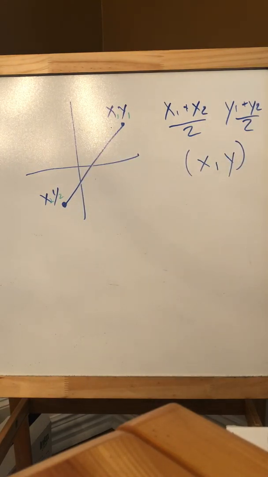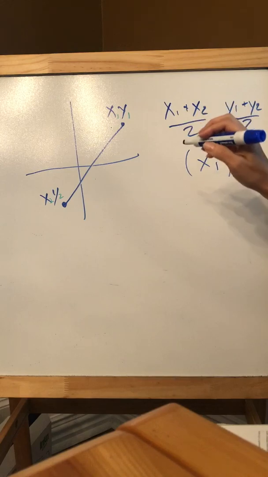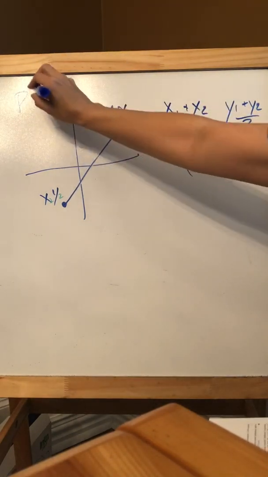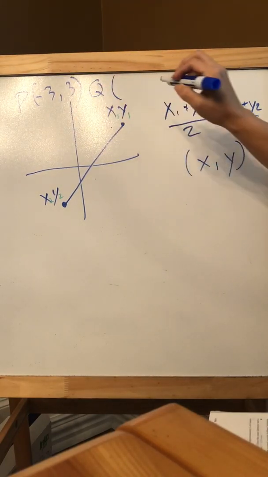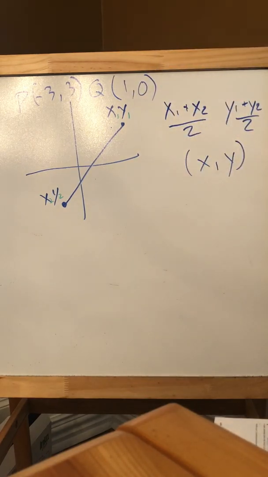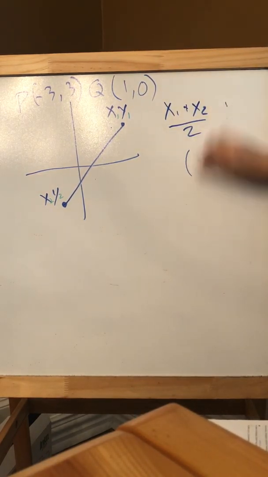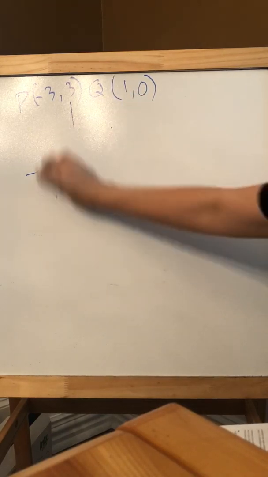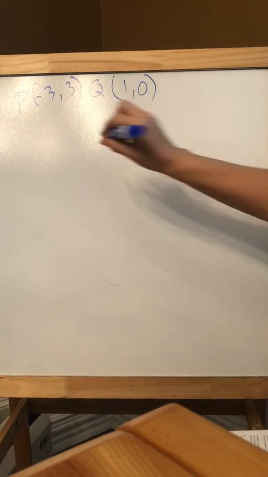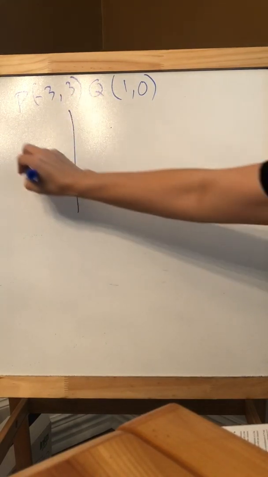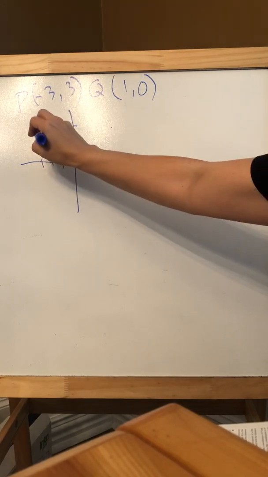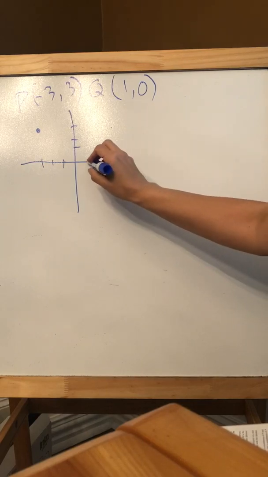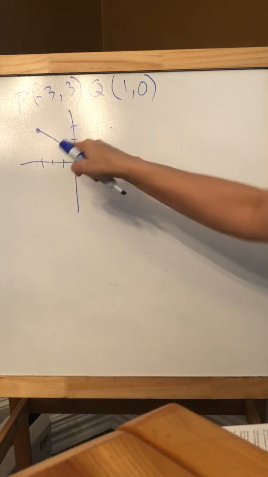So in example 7, it says, find the midpoint of a line segment that joins points P, which is -3, 3, and Q, which is 1, 0. All right, so if we were actually to plot this so we could get a visual of what this looked like, here's your coordinate plane, and we had -3 and +3, so like over here. And then Q was 1, 0, so it was right here. So we're wanting the midpoint of this line here.